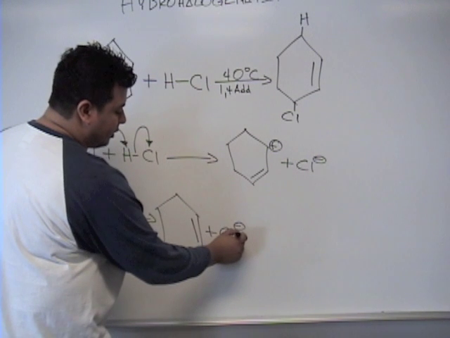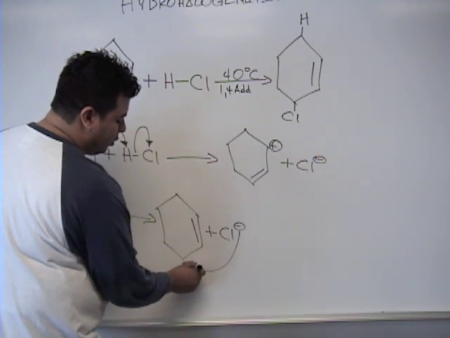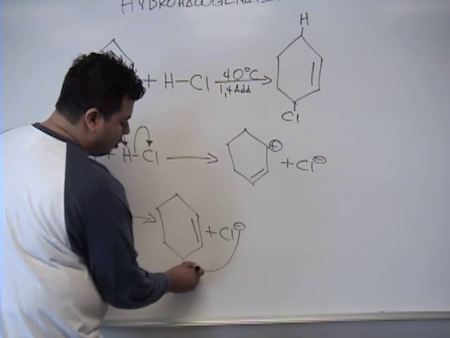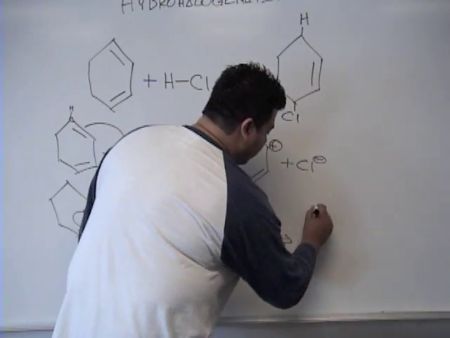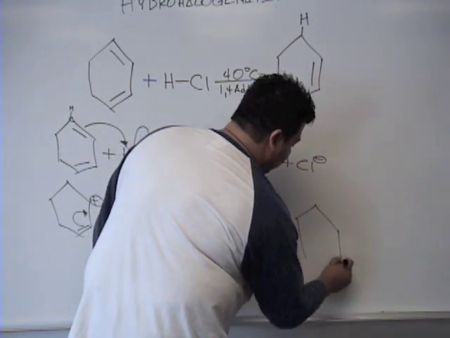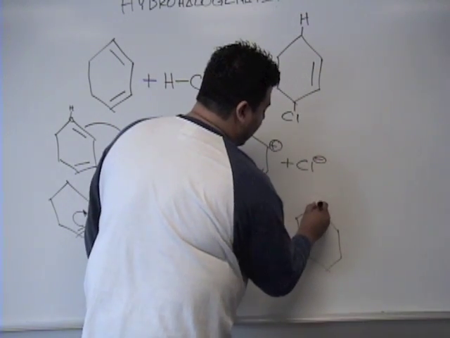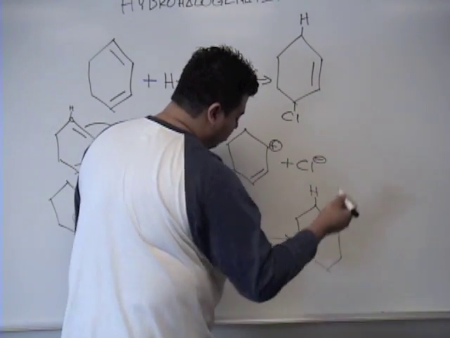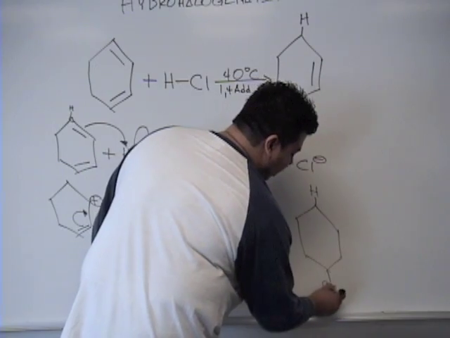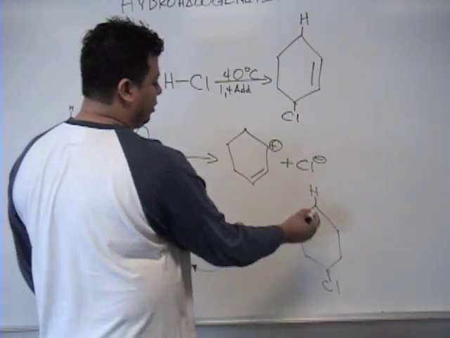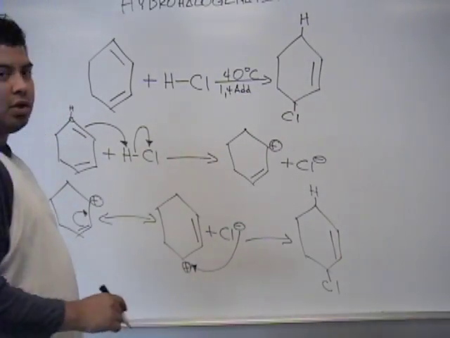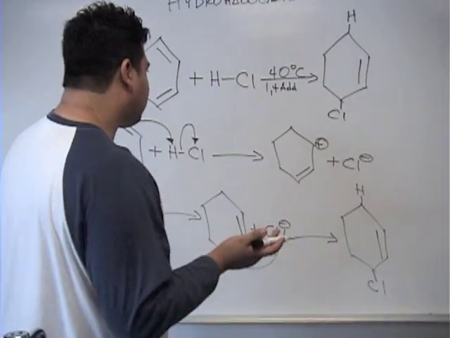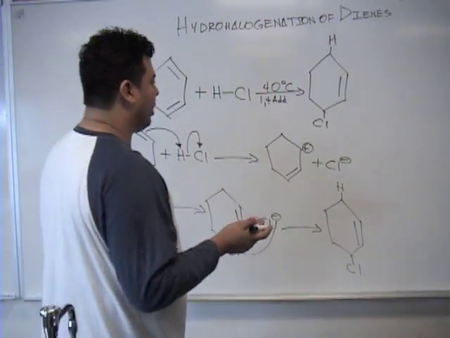So what's going to happen is negative goes to positive, and you get your 1,4 addition, which is the H here that I picked up and the Cl right here. So this, oh, and my double bond. So this is the same as that. So just for fun, let's do the 1,2 addition.